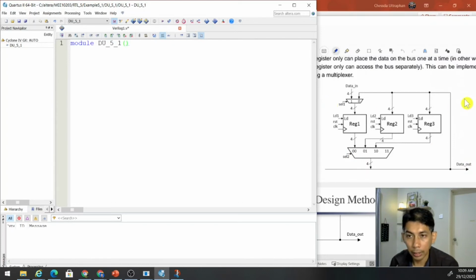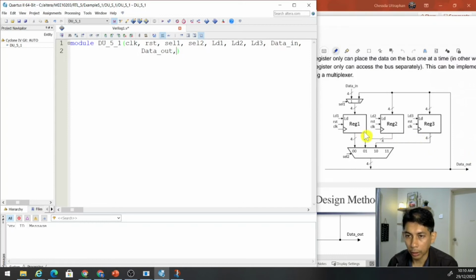So let's have that. You will have the clock, the reset, and all the control signals here: SEL1, SEL2, LD1, LD2, LD3, data in, and continue here, you have data out. And anything else? No, already actually.